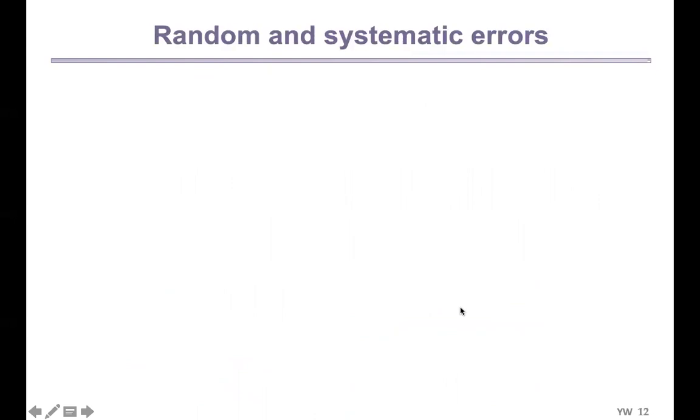Okay, so the reason we have been talking about significant figures is we know that the last digit is uncertain because it's associated with measurement errors. And the measurement errors could be random errors or systematic errors. So here we're going to talk about, in concept, what's the difference between these two types of errors.